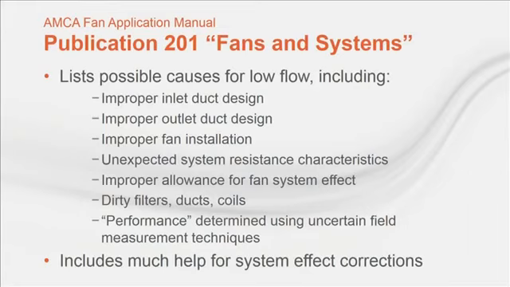For more help solving airflow shortfalls, you should turn to the AMCA publications, especially the 4 included in the AMCA Fan Application Manual. They can help you discover problems and devise solutions. We've mentioned AMCA Publication 201, Fans and Systems, already. This publication lists several possible causes for insufficient airflow, all of which seem to relate to either duct design, system installation, field measurement problems, or system effect. As we've discussed, it also includes extensive guidance for proper system effect accounting.